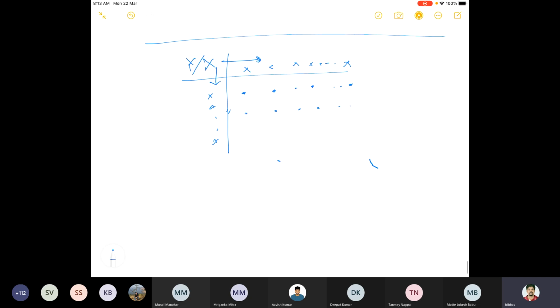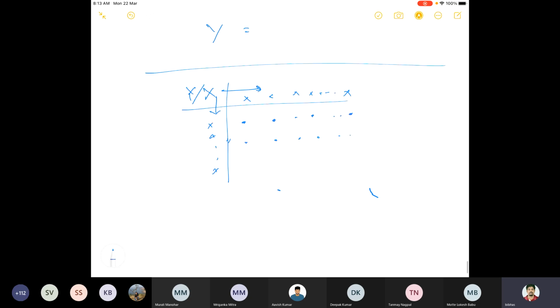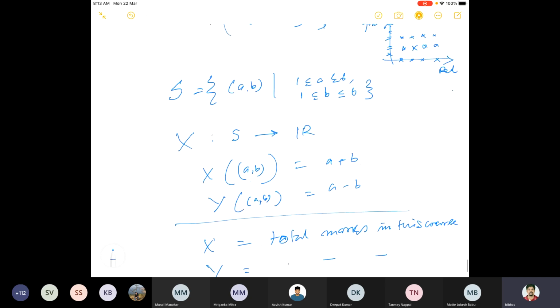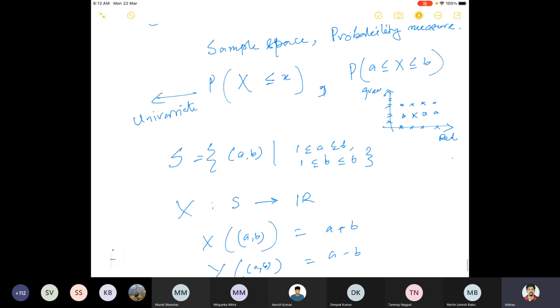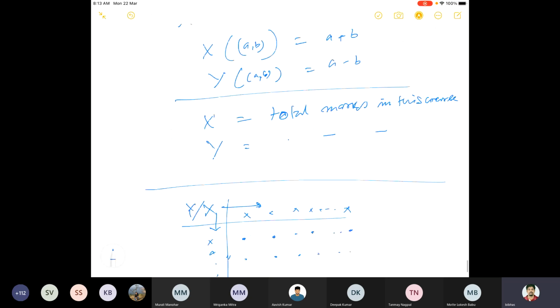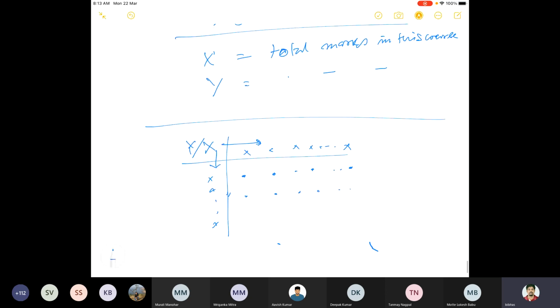So when you have only one random variable, it is called the univariate case. And if you have more than one, it's called multivariate. And if I have two random variables x and y, then this is called the bivariate case.